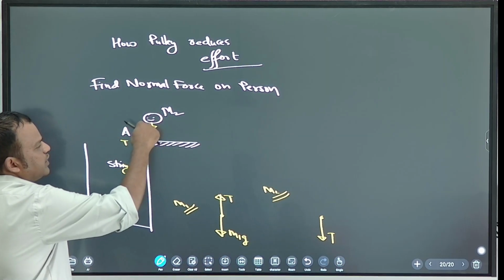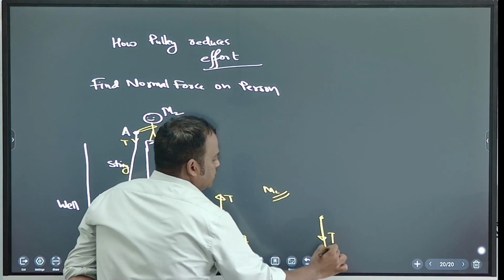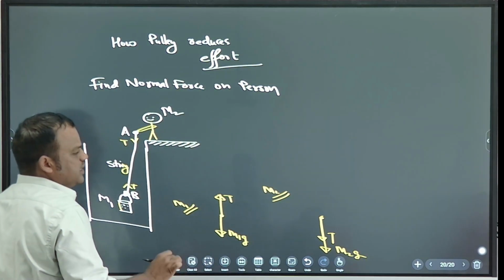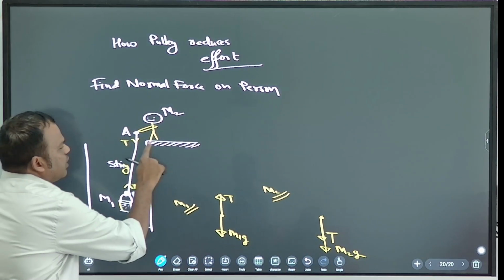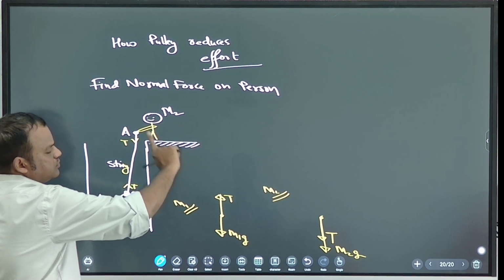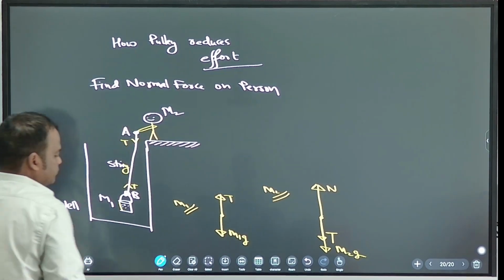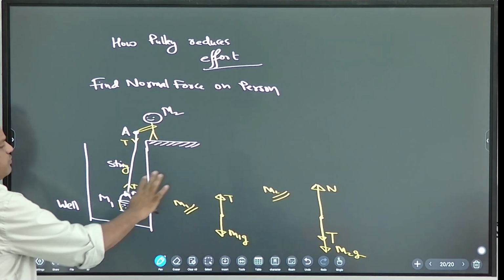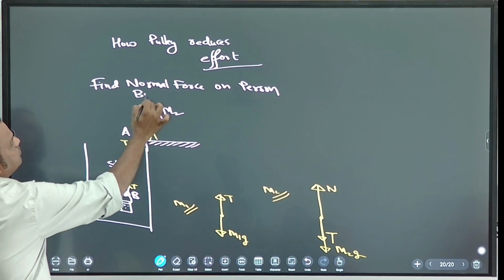Mg of the person will act where? Weight downwards. So m2g is downward, T is downward. And this ground surface will exert normal where? Upward. So draw this diagram, draw both. So this is the free body diagram, okay?